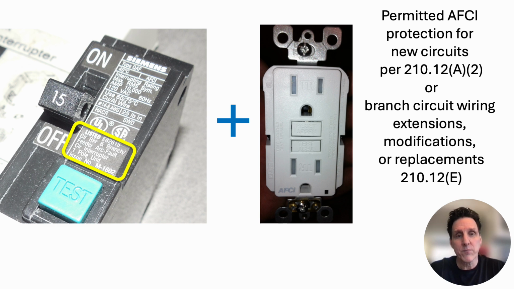So this protection technique is permitted for new circuits, and that's per 210.12(A)(2), or if you modify, replace, or extend an existing branch circuit in accordance with 210.12(E). You just can't use it, which is a little weird. You can't use this protection method if you're replacing receptacles. A little strange. Maybe they'll close that loophole in a future edition of the code.